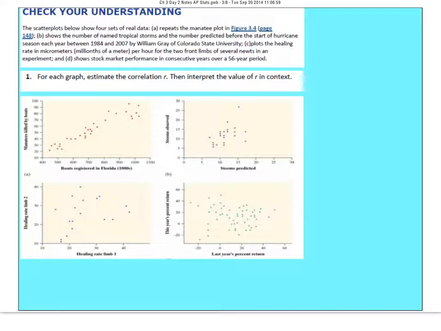Now, we're not going to actually calculate the correlation for these 4 graphs. We're going to estimate what we think it is. We're going to think about a number between -1 and 1, and whether it's positive or negative.